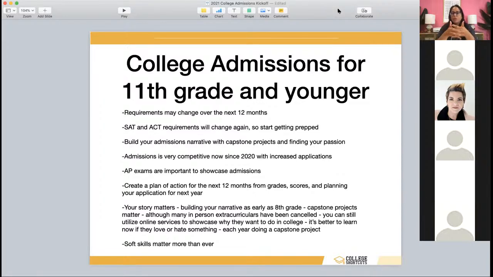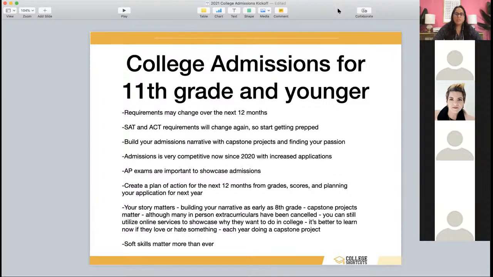And then the big thing is really create a plan of action for the next 12 months, especially if your child is in 11th grade, from grade scores to planning your application for next year. And the big thing I always want to push on, and I've been saying this for years, regardless of all the changes that have happened, is that your story matters.